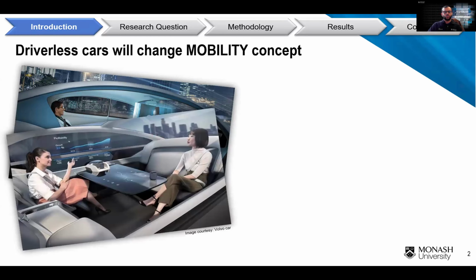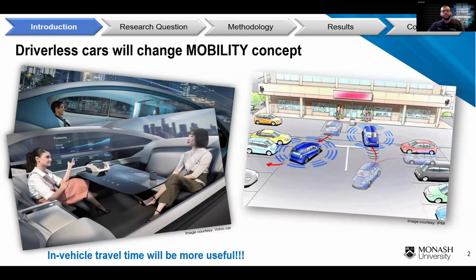One important thing being discussed in the literature is how driverless cars will change our perceived in-vehicle travel time. Not only that, one of the salient features that driverless cars have is the self-parking capability, and this could actually be cheaper for downtown commuters. Later in the presentation, I will discuss more how it could be perceived in terms of user preferences.